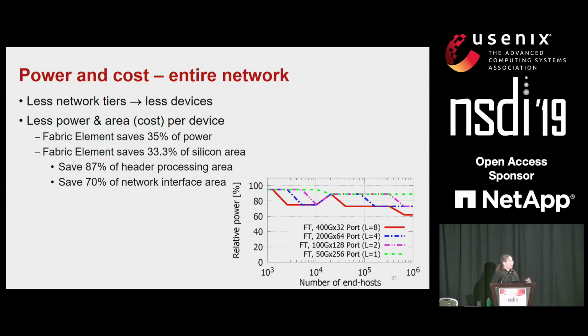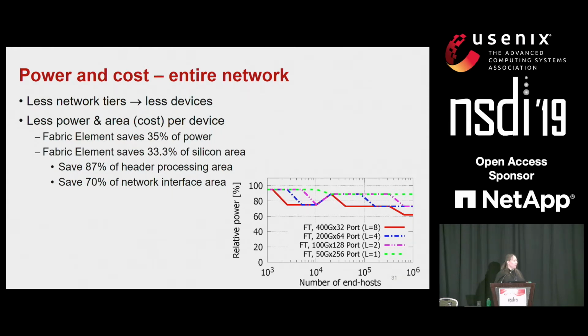Stardust requires fewer network tiers and therefore fewer devices because it's using a link bundling of 1. But it also saves power and area per device. So a fabric element device will consume 35% less power than a comparable top-of-rack switch. And it will require only 66% of the silicon area compared to the same device.